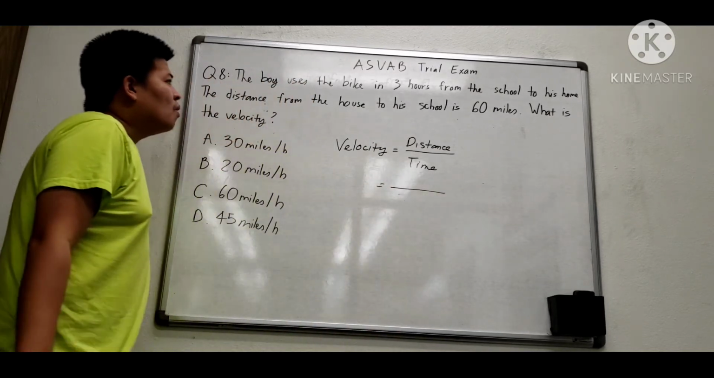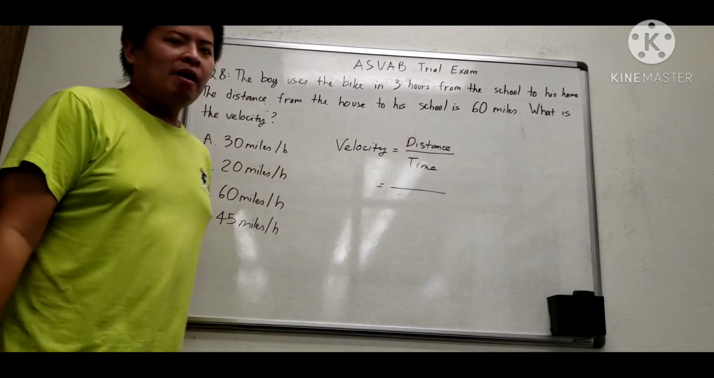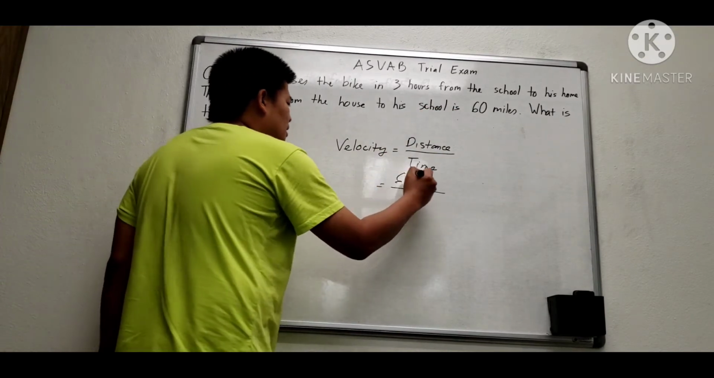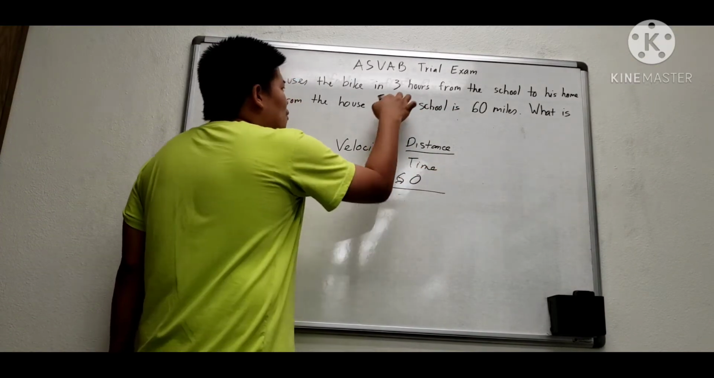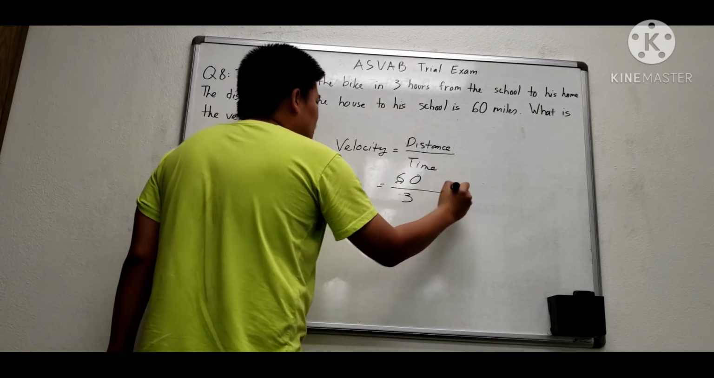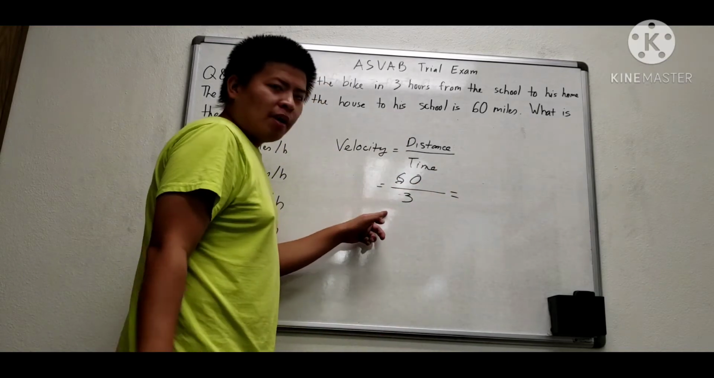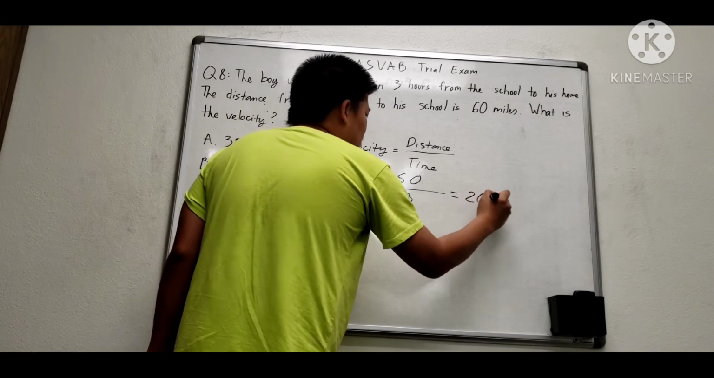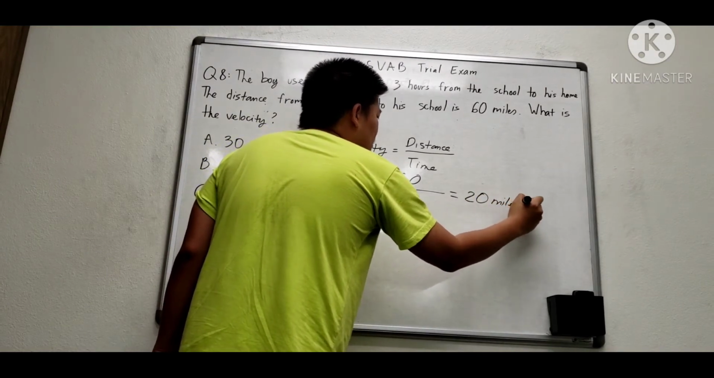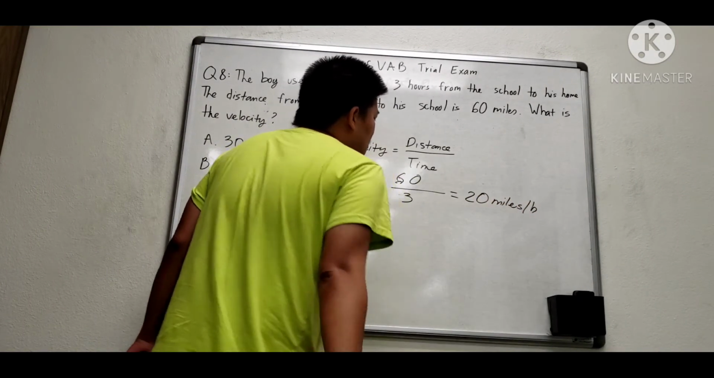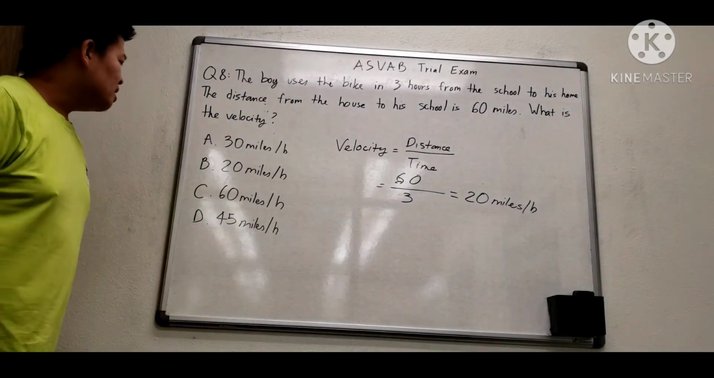Now we have the distance of 60 miles here, and we have 3 hours. 60 divided by 3 gives 20 miles per hour. So the answer for the question is B.